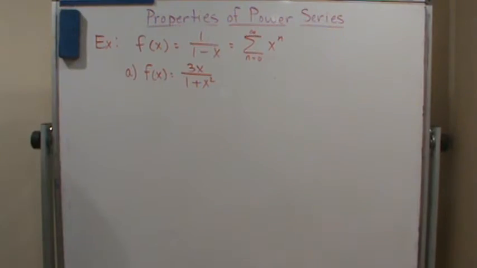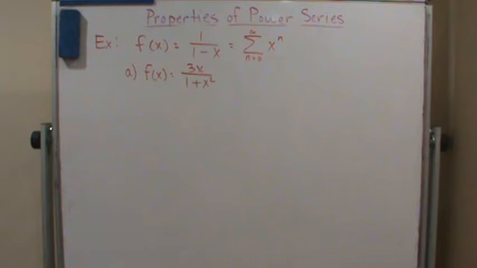Okay, so we've got this function, and they're asking us to use the power series representation of f of x equal to 1 over 1 minus x to construct a power series for each of the following functions. So we've got that function there, 3x divided by the quantity 1 plus x squared. They also want us to find the interval of convergence of the power series.